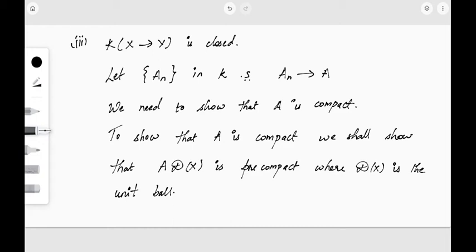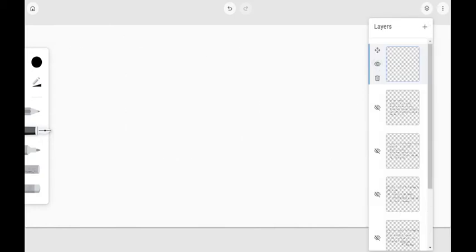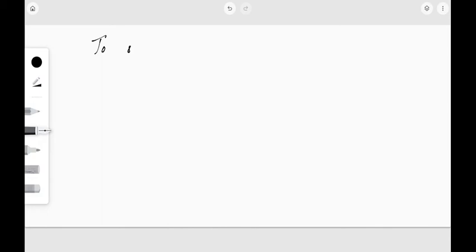Now one more thing that we have to keep in mind is that to show A is compact, we need to show A D(X) is pre-compact, and by using the previous lemma, to show that A D(X) is pre-compact, it is enough to show that... what was the previous lemma that we had done?